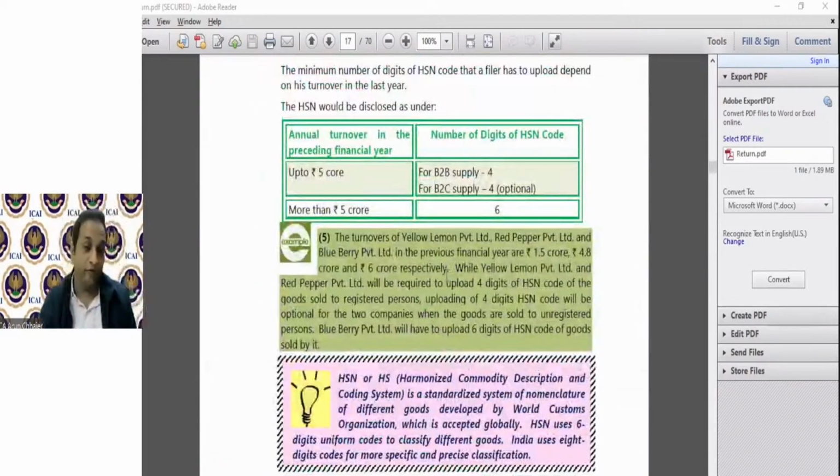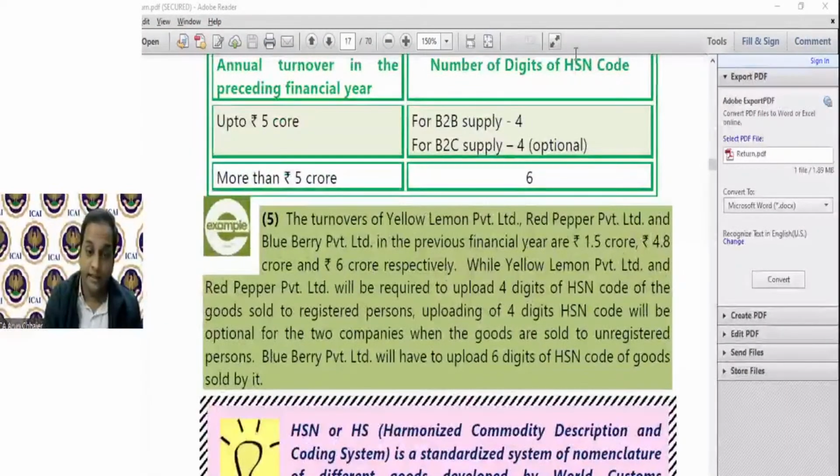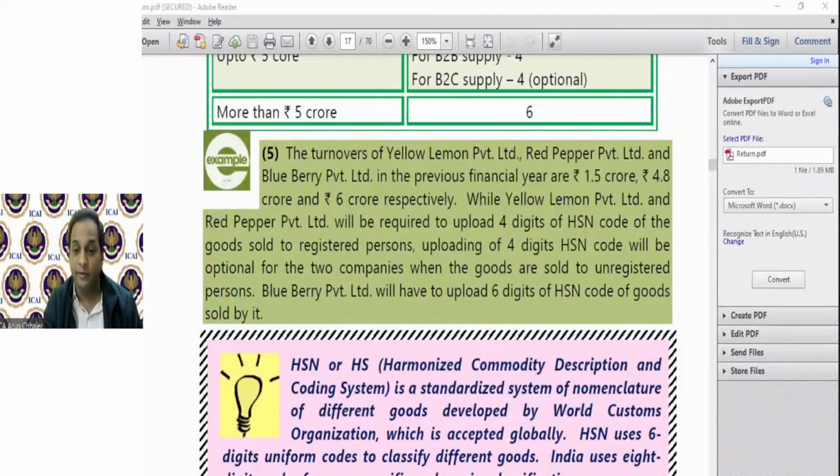What is the full form of HSN? HSN is the Harmonized Commodity Description and Coding System. A standard system of the nomenclature of the different goods developed by the WCO. What is the WCO? World Customs Organization, which is accepted globally.